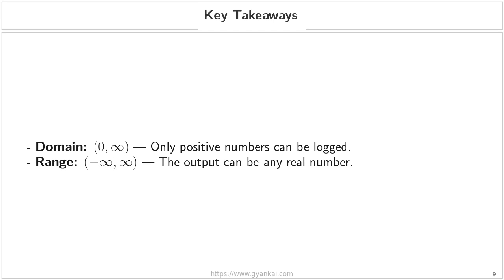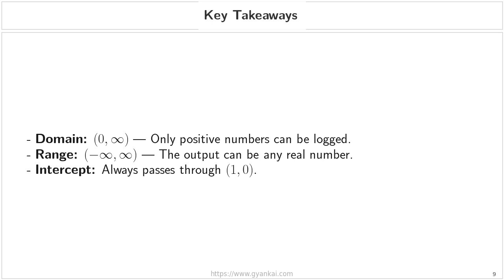Next, we have the range. The range consists of all real numbers, spanning from negative infinity to positive infinity. This indicates that the output of a logarithmic function is not restricted and can be any value. Regarding the x-intercept, remember that every basic logarithmic function always passes through the point 1, 0.